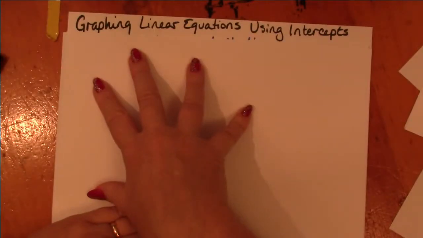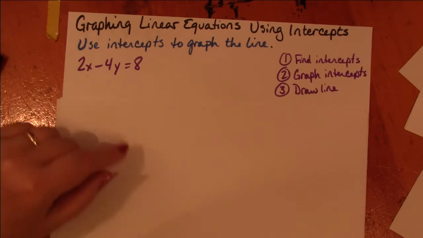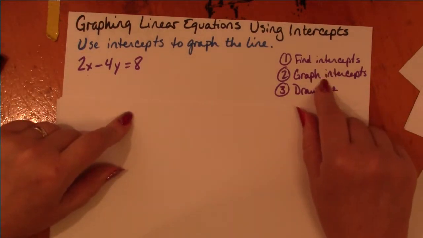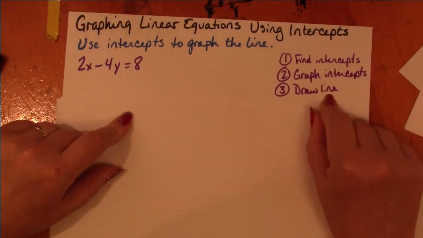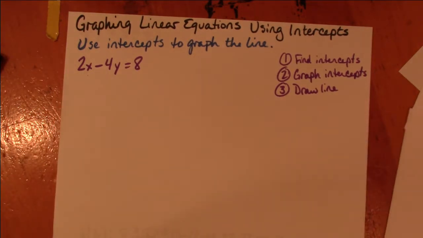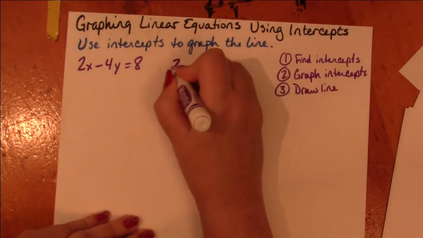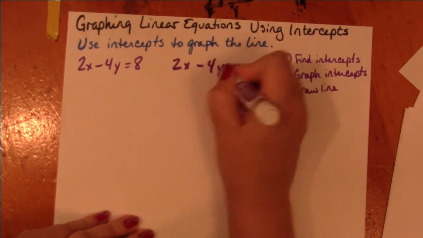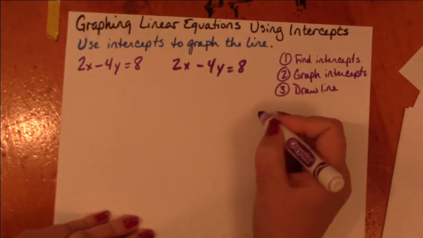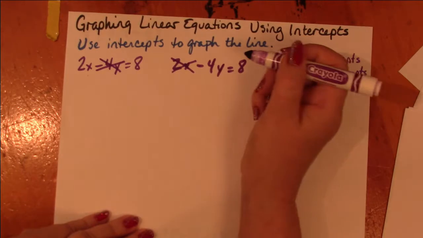If we are graphing our linear equations using these intercepts, we're going to actually find the intercepts, graph those intercepts, and then draw the line that connects them. So we're going to take this to the next logical level. I'm just finding the intercepts, so I want two versions of this equation, and in one of them y is going to be 0 and in one of them x is going to be 0.